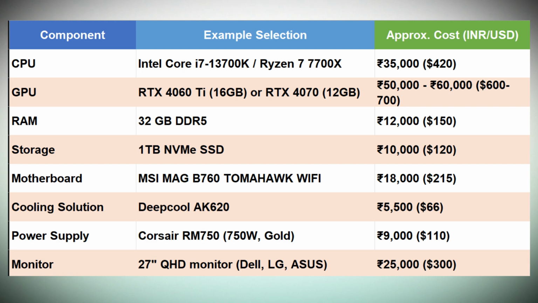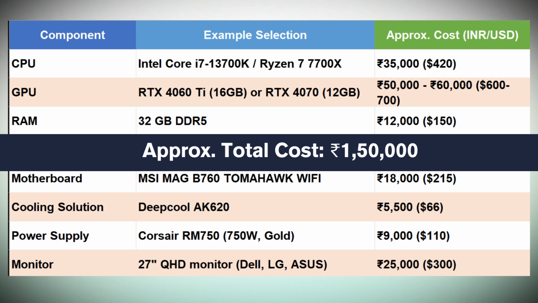And cooling system Deepcool AK620, which costs around 5,500. Then power supply Corsair RM750, which costs around 9,000. And a 27 inches Dell, LG or Asus display, which may cost around 18 to 20,000. And this cost will work out to approximately around 1,50,000. This balanced approach ensures an efficient workflow, avoids unnecessary overspending, and achieves optimal performance for working effectively with Unreal Engine 5.5.